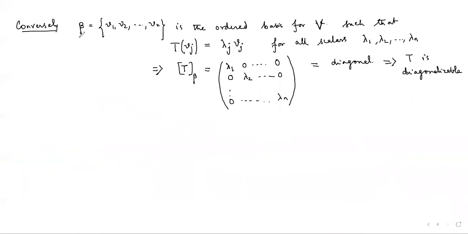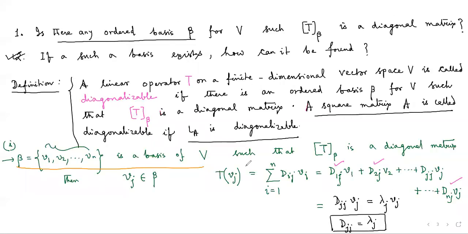in both the parts, I have one particular thing fixed, where I have written that the set beta is the ordered basis for V. Here also I have assumed that set beta is an ordered basis for V. What is the difference? In part one, I already declared that T beta is a diagonal matrix.